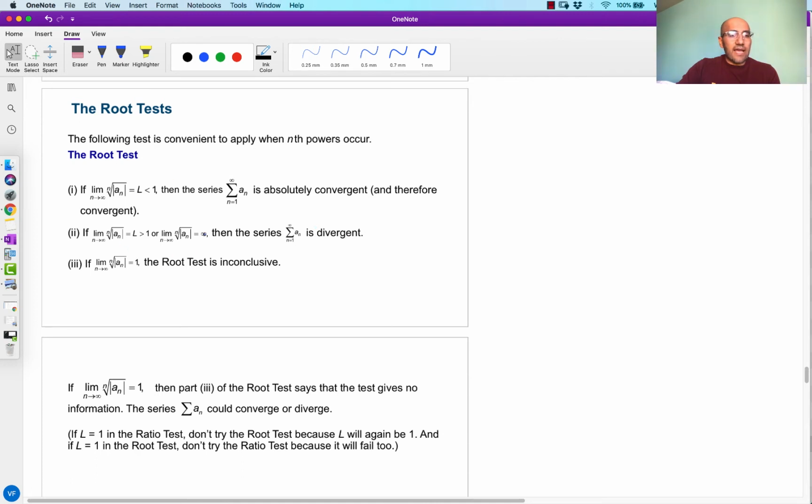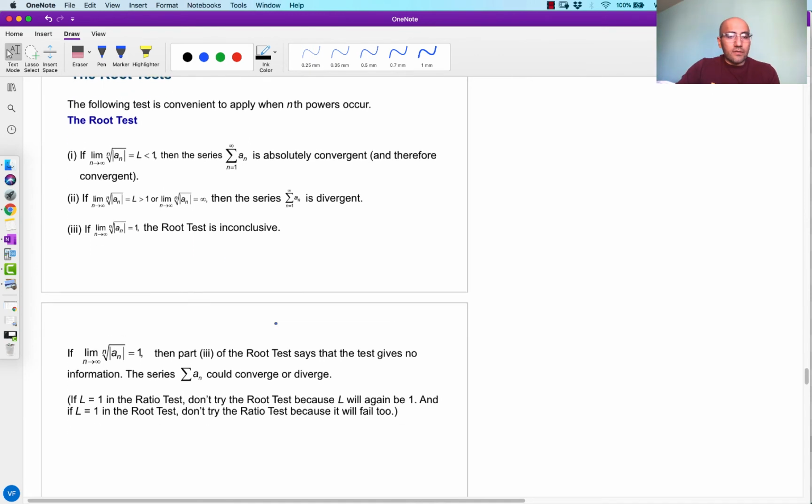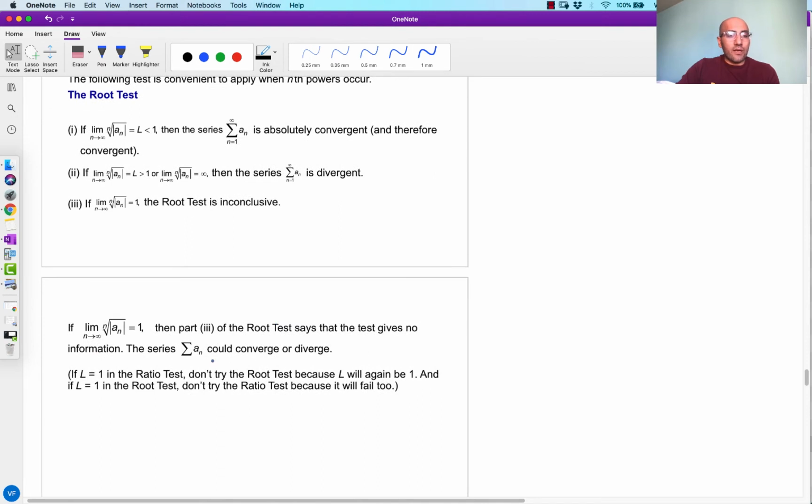So these are the exact same guidelines as we had for the ratio test. We're just doing the nth root test. Okay, and similar to before, if the limit as n goes to infinity of the nth root of the absolute value of a sub n equals exactly 1, then the root test is inconclusive, right? So it gives no information. We don't know whether the series is going to converge or diverge. At that point, we would have to try something else, or at the very minimum, the root test is not going to help us out.